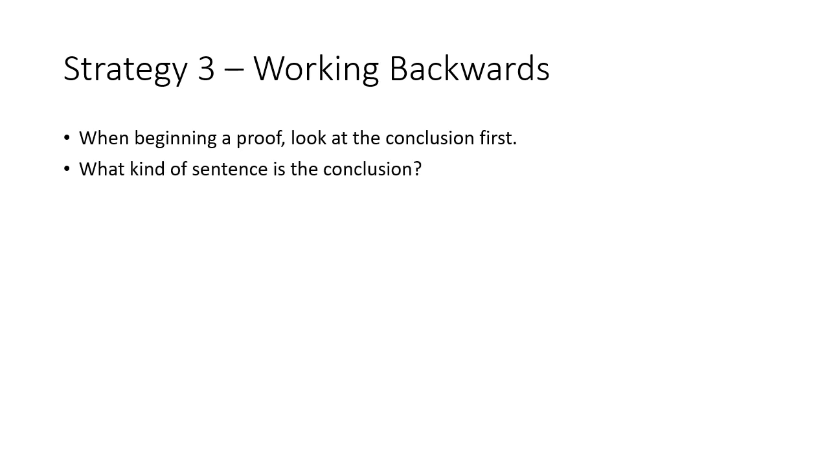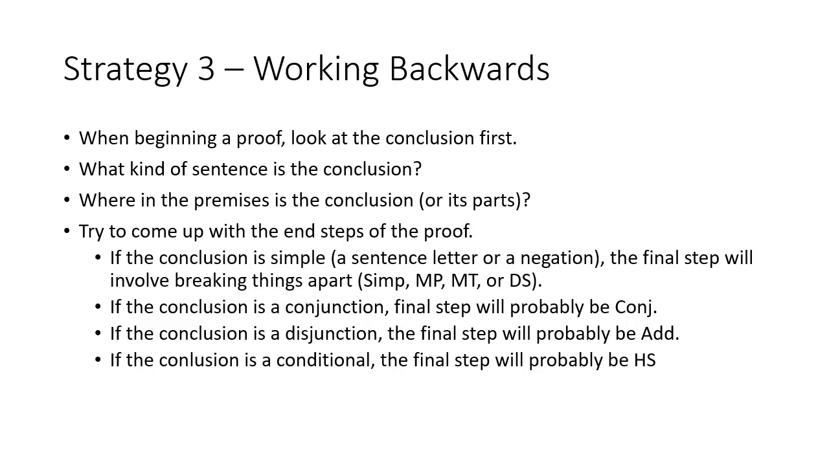So the first thing you should ask yourself when you look at the conclusion is, what kind of sentence is it? What is the main connective? And this will help you with working backwards. Once you look at the kind of sentence it is, the next thing to do is to look at the premises and to see where the conclusion is in the premises. So maybe the entire conclusion could be found somewhere in the premises, or maybe the parts of the conclusion could be found in the premises. And we'll look at some examples here to show you how that works. But that's definitely something that you'll want to think about.